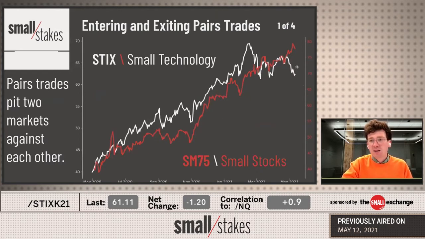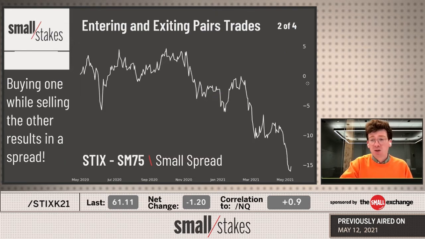And you can see what has caused that big dip lower in the spread is this huge divergence. For most of this chart, they're trading on top of each other. When you see a dip in STIX, you see a dip in SM75. When you see a rally in one, you see a rally in the other. The last couple of weeks, technology has just gotten its butt kicked as the rest of the stock market has actually moved a little bit higher. Now, today, we're seeing a big reversion in some of these pairs trades and just stocks on the whole moving lower. But that's what's caused this big move lower in the spread.